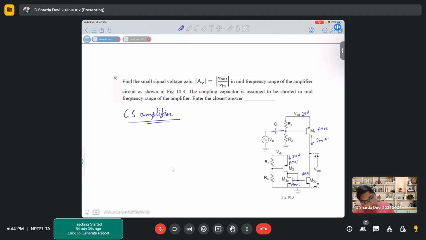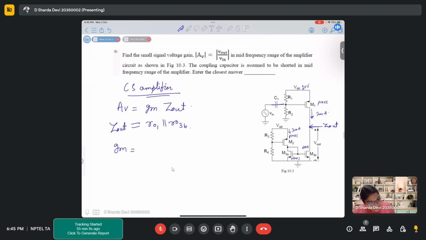But for a CS amplifier, we know that the small signal gain is gm into Zout, right? Now at this point, if we observe, what is the Zout? It is due to this transistor M3B and M1. So Zout is ro1 parallel ro3B.